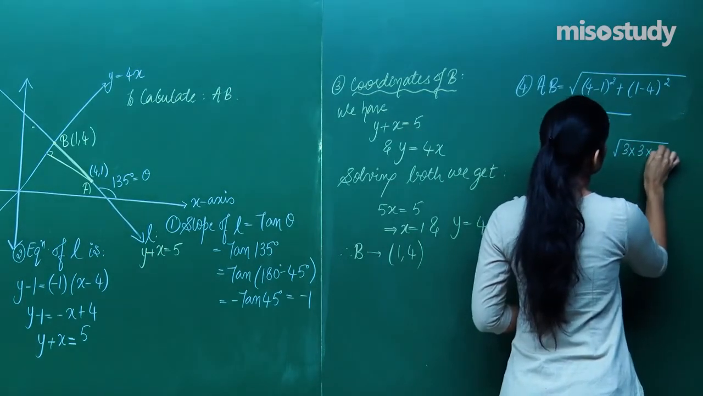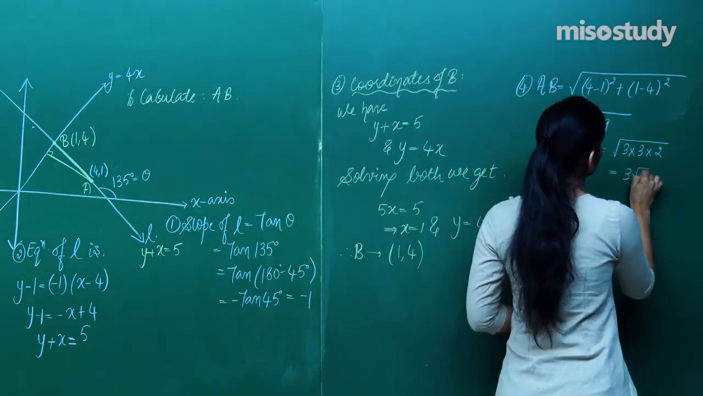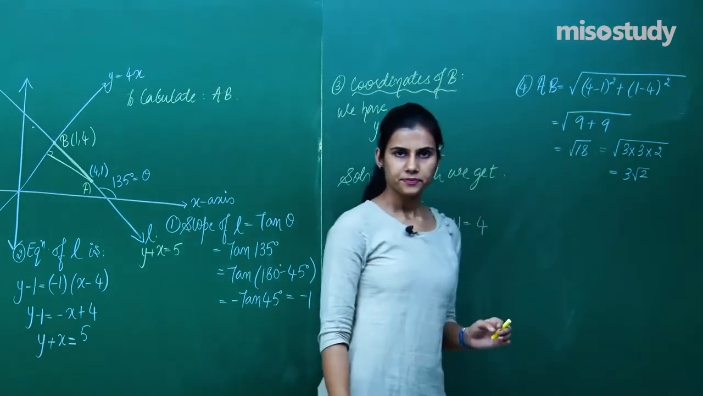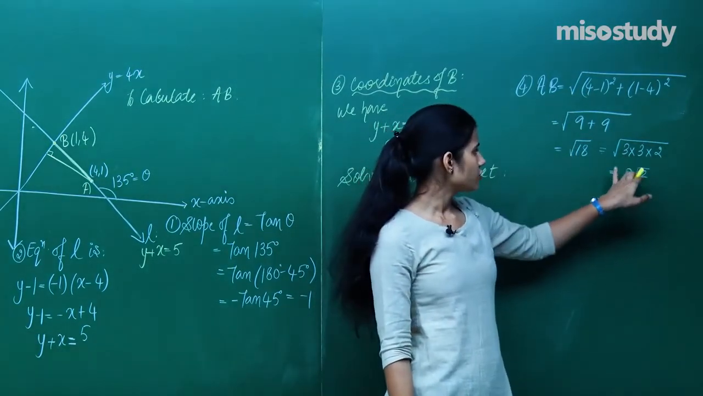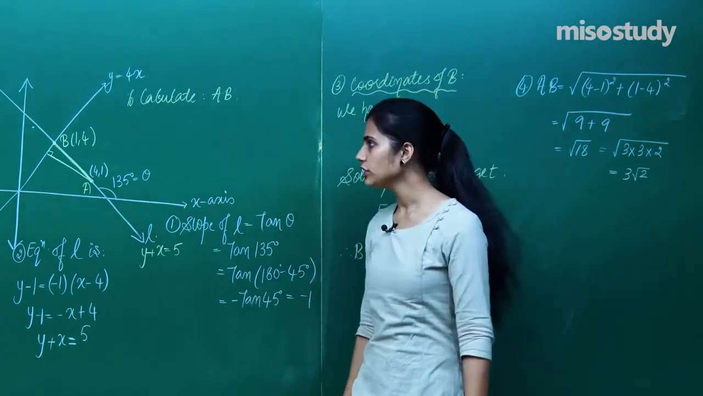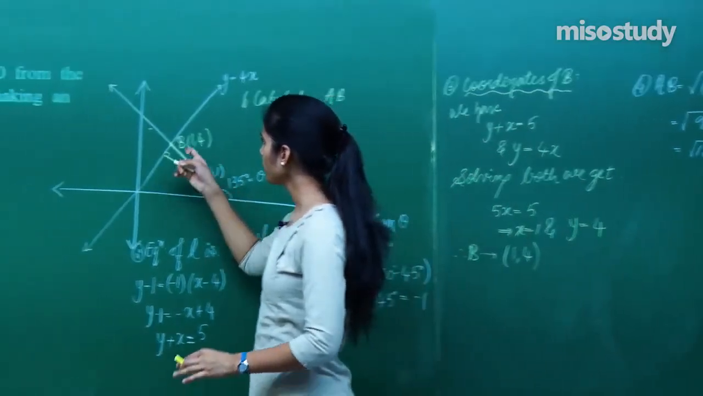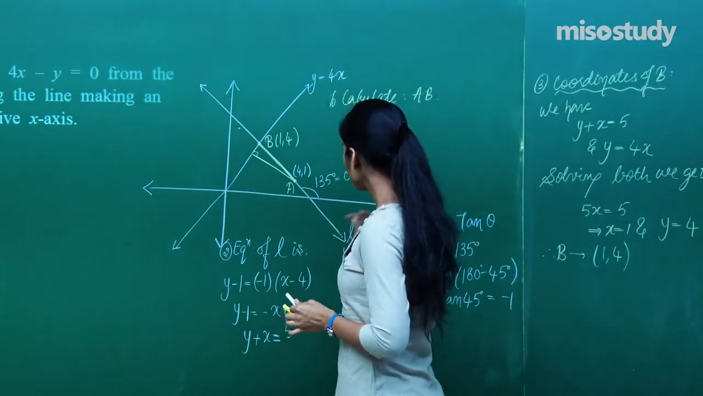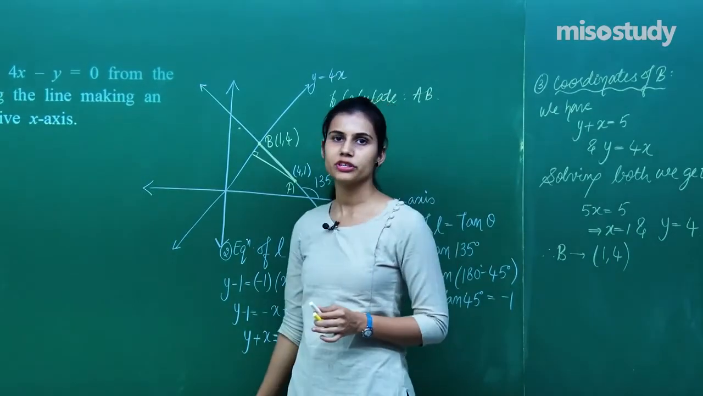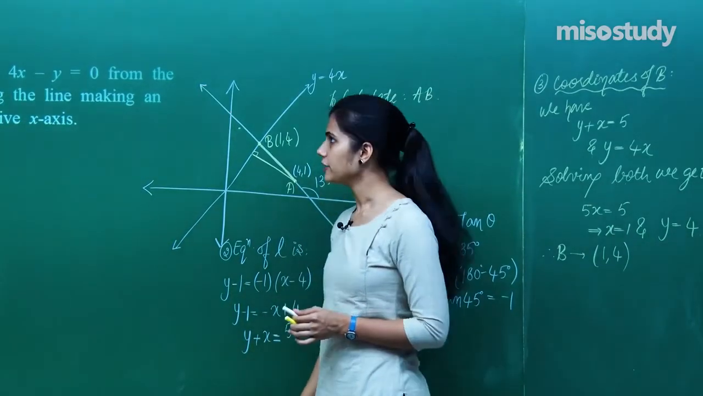3 into 3 into 2, that is 3 root 2. Is it clear? So you have got 3 root 2 as your answer. 3 root 2 is actually the distance of 4, 1 from the line y equals 4x if you move along the line L whose equation is given by x plus y equals 5.